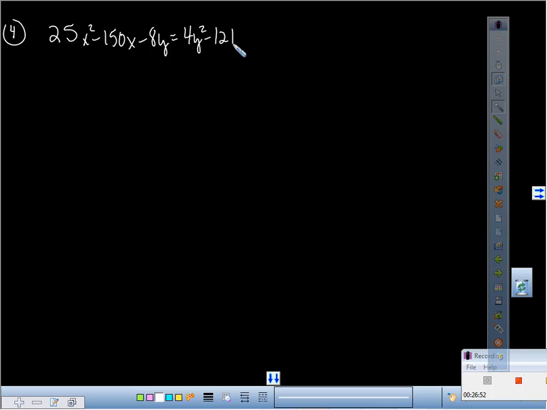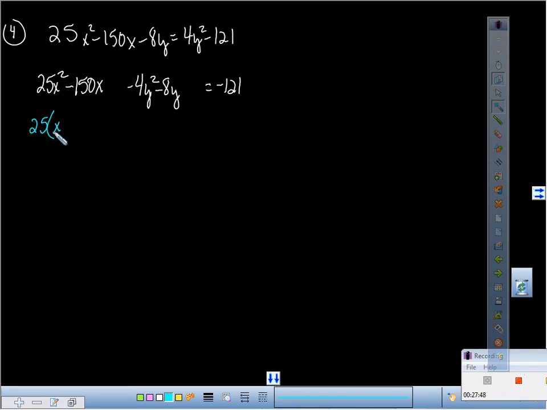So, 25x squared minus 150x, leave a place, minus 4y squared minus 8y, leave a place, and then equals negative 121. No, we're going to take out a 25. Remember, you can't complete the square until you take that out. It's going to make it pretty nice for you. x squared minus 6x?